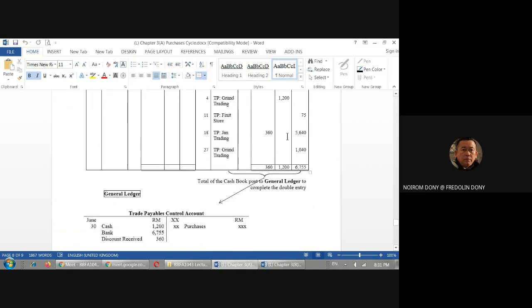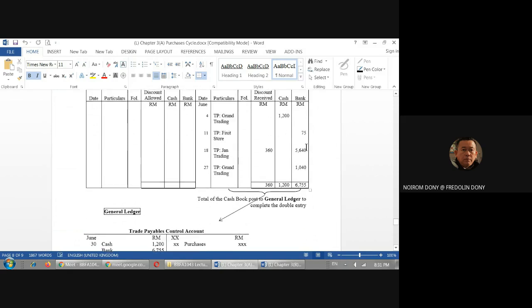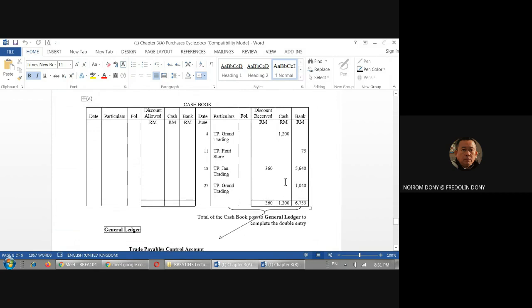Now we do the double entry. This is where you can see the cash book playing two different roles. One as a prime entry, like the first step that I showed you. Now it is acting as one of the general ledger accounts. So we don't have to open up a cash account or bank account. What was recorded in the prime entry is regarded as the cash account and bank account, but not for discount received and discount allowed.